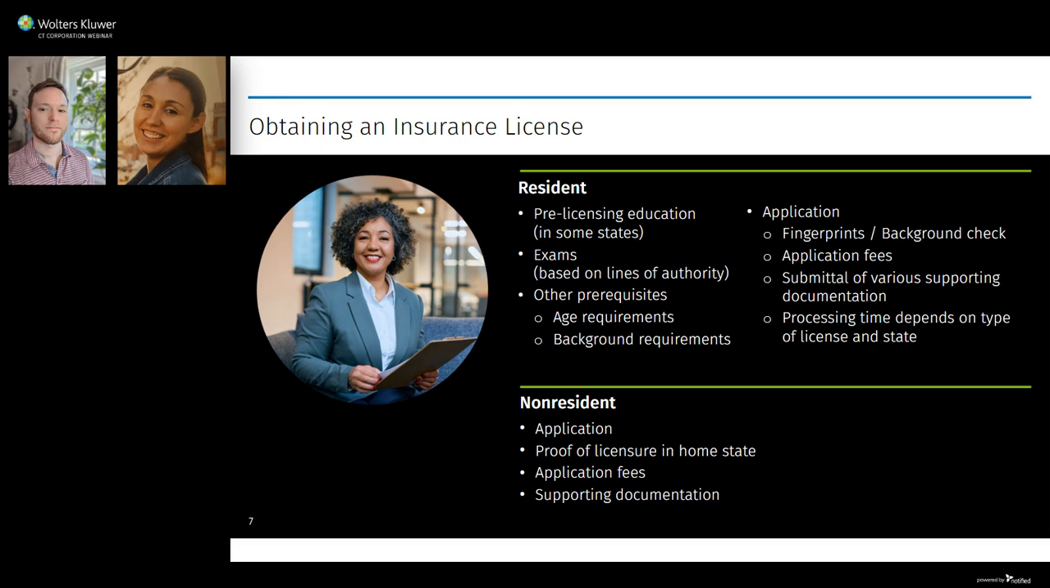So step one is getting licensed in the home state, the state that you live in. Once issued, this will be your resident license. Pre-licensing courses may be required before you can be eligible to exam for the lines of authority you want. If no pre-licensing courses are required, the next course of action is an exam. That's right. You thought you were done taking exams, didn't you?